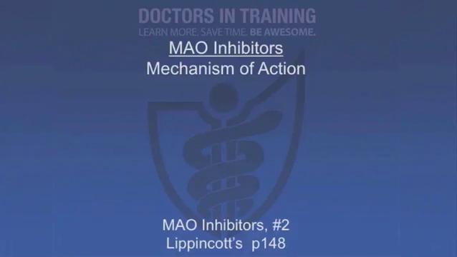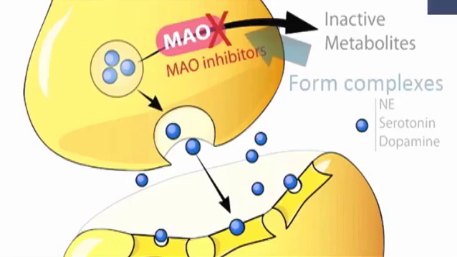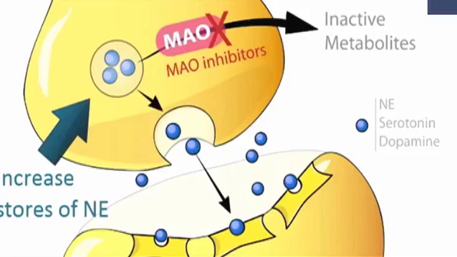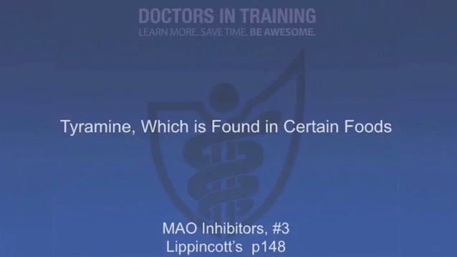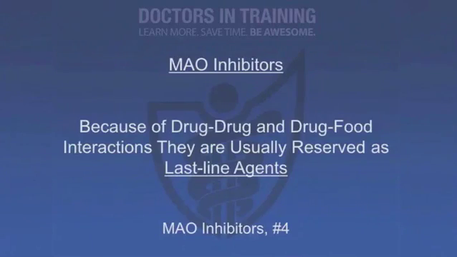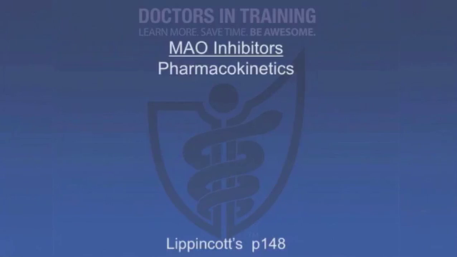Let's look at the mechanism of action of MAOIs. Most MAOIs, such as phenelzine, form stable complexes with the enzyme MAO, causing irreversible inactivation. This is going to result in increased stores of norepinephrine, serotonin, and dopamine within the neuron, and subsequent diffusion of this excess neurotransmitter into the synaptic cleft. One problem is that it not only inhibits the MAO in the brain, but also in the liver and the gut, that catalyze the oxidative deamination of drugs and potentially toxic substances such as tyramine, which is found in certain foods. Because of this, MAOIs have a high incidence of drug-drug and drug-food interactions. Because of the possibility of these interactions, they are usually reserved as last-line agents. Let's talk about their pharmacokinetics.